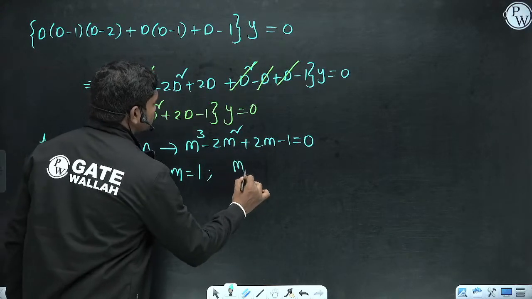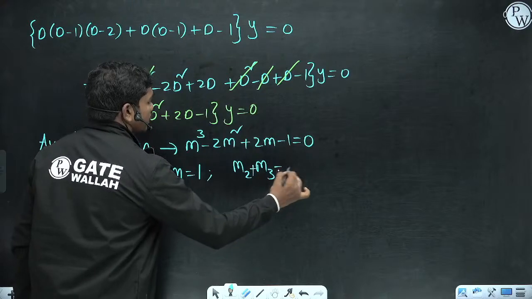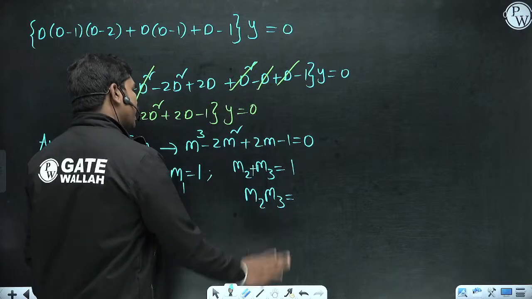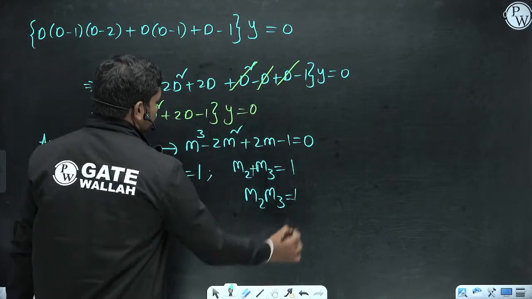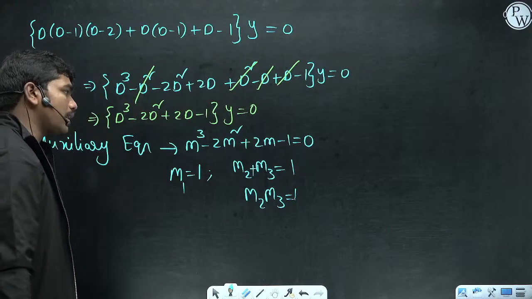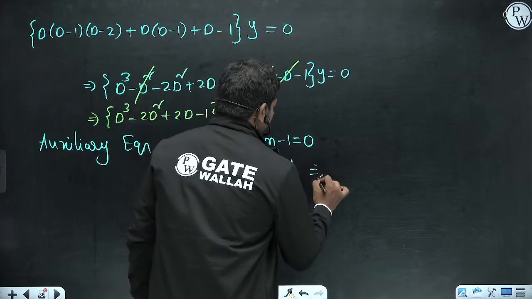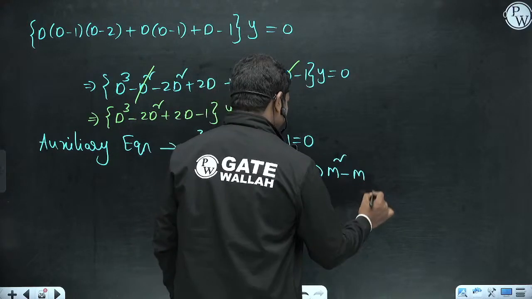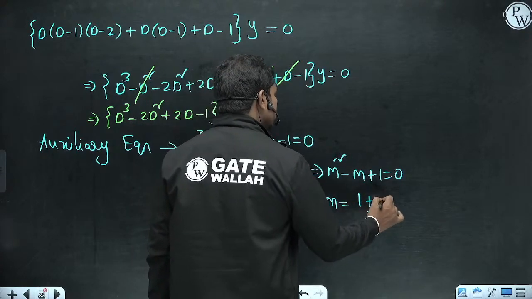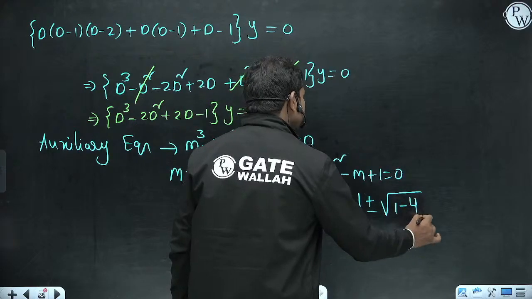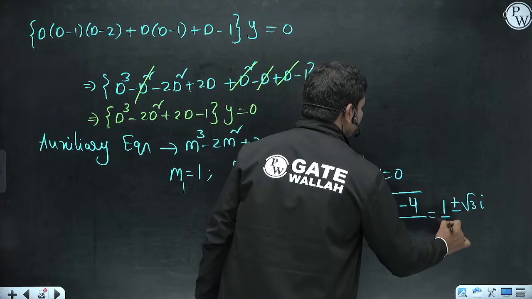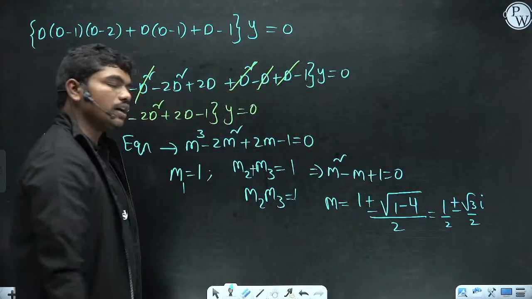So what is the sum of the other two? m2 + m3 = 1 and m2 · m3 = 1 again, correct? So if you simplify this, m² − m + 1 = 0 is what you will get. If you solve this equation, m = (−b ± √(b² − 4ac))/2a. So this is (1 ± √3 i)/2. So these are the roots of the equation.